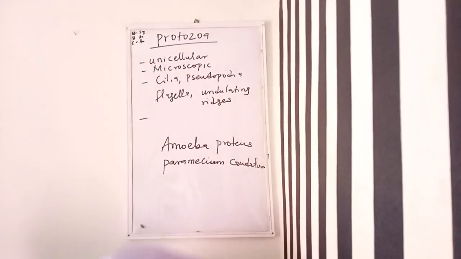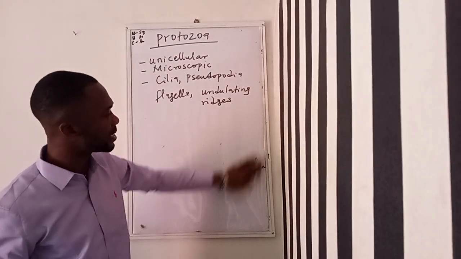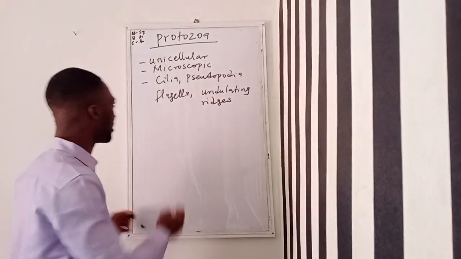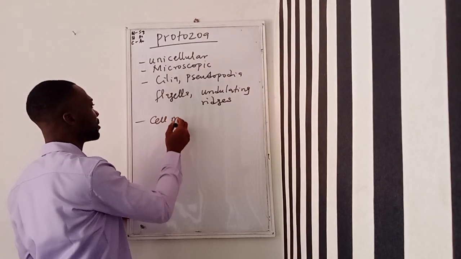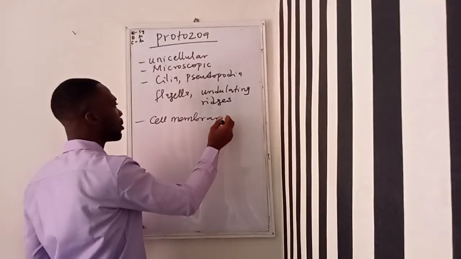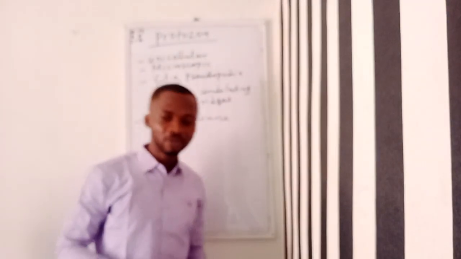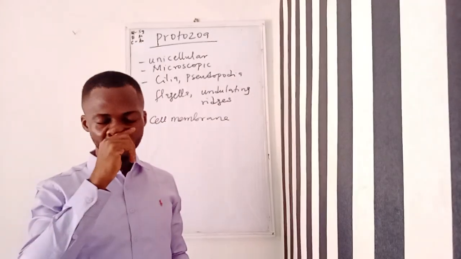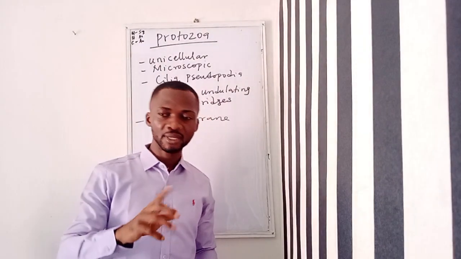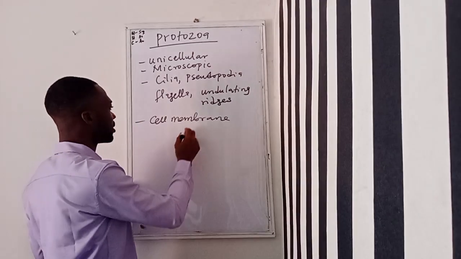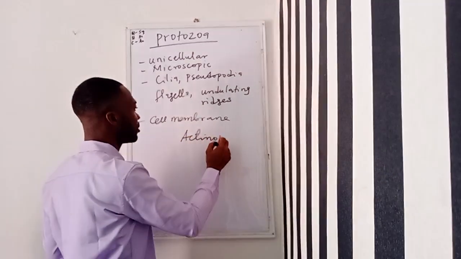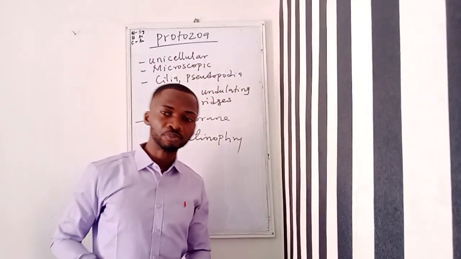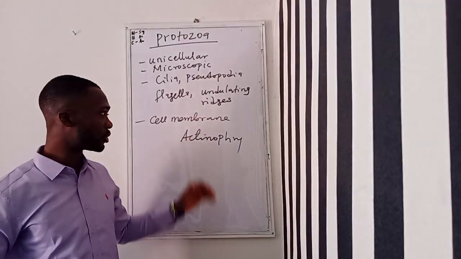Then the body of protozoa is naked, being made up of only cell membrane. And of course, gaseous exchange occurs within this cell membrane. So the fact that they have a cell membrane which covers their body is the reason it is said that their body is naked. However, there is a member of protozoa called Actinophrys that is covered by a shell. So this is an example of protozoa that is covered by a shell.